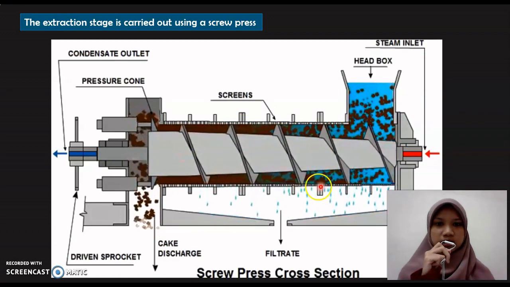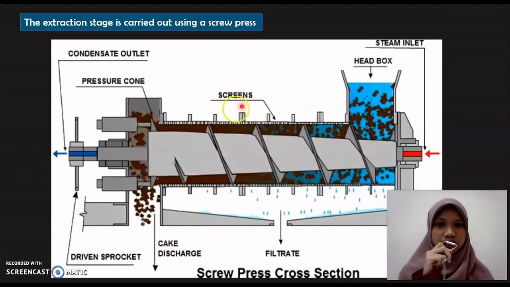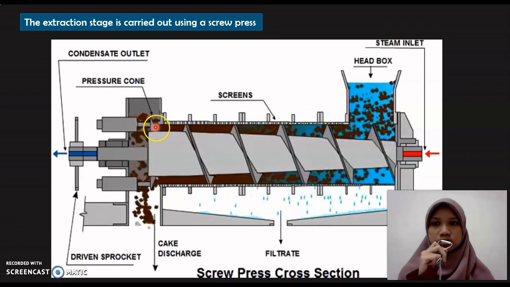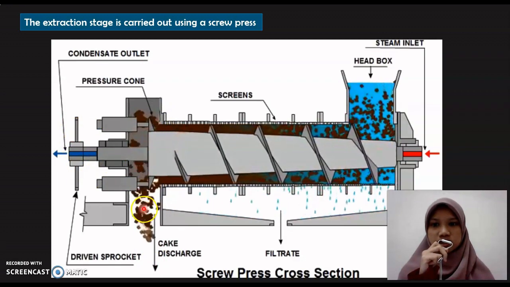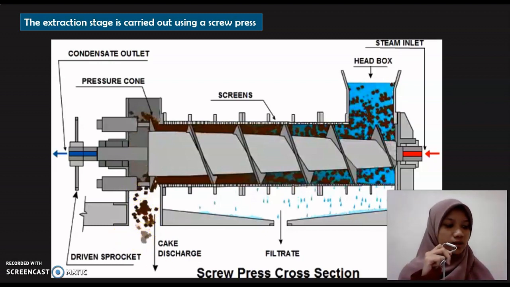Okay, and at this part the oil will be released along the cage, and then at the outlet part will be the press cake. So this is the press cake. The press cake is actually the leftover of the oilseed, but in the form of solid. So the leftover will be discharged into the conveyor, and then will be removed for subsequent processing.